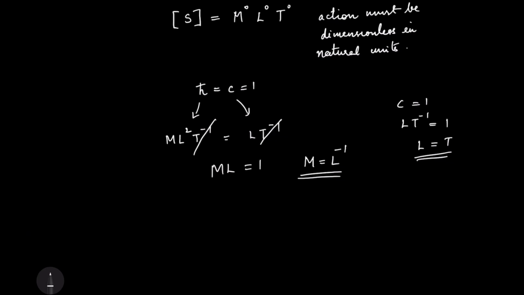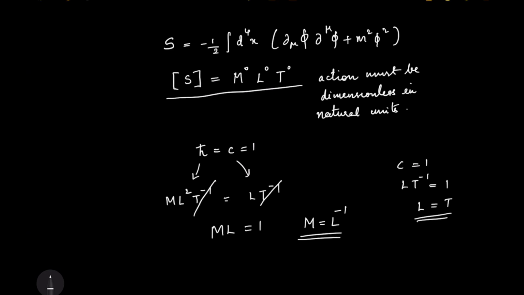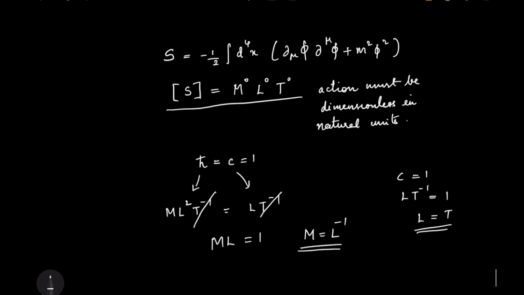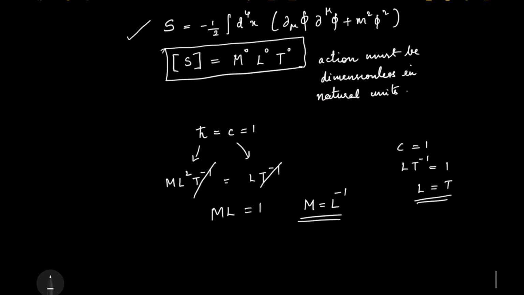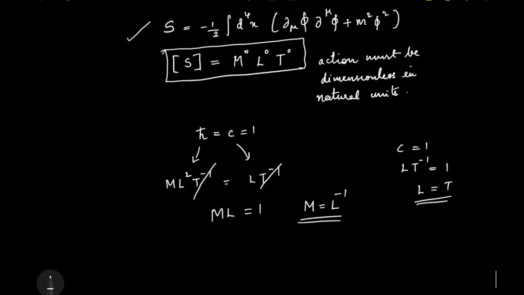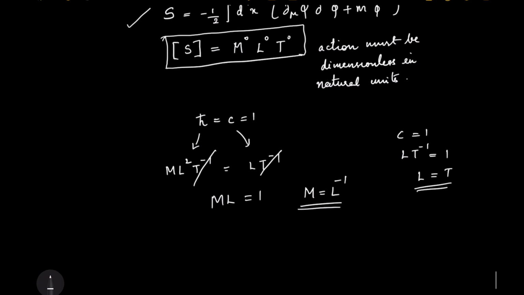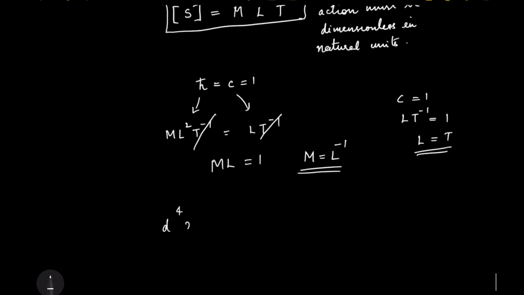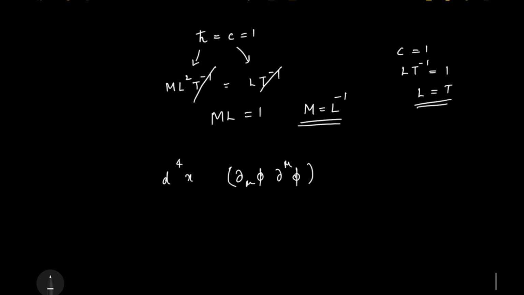Similarly, we can also find the relation between mass and time by interchanging. So these two are important results. Here we have to apply them to the action and see that the action is dimensionless. The left hand side of the action, we know, is dimensionless. Now we have to apply this to the right hand side. The right hand side has two terms and each term must be dimensionless. So I have to multiply d^4x, del mu phi, partial phi, right? So first we analyze the first term. It's enough to analyze any one term.